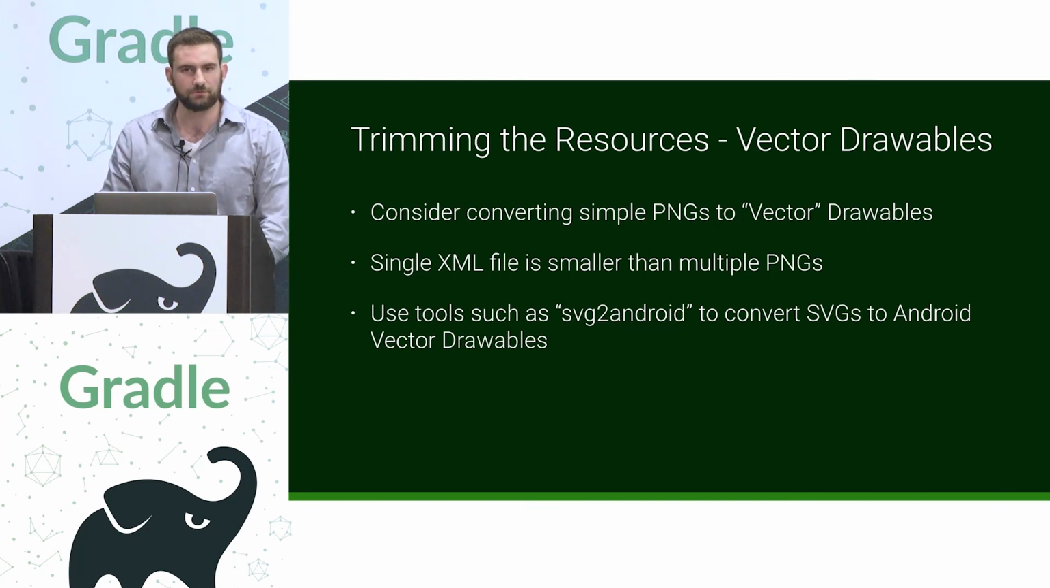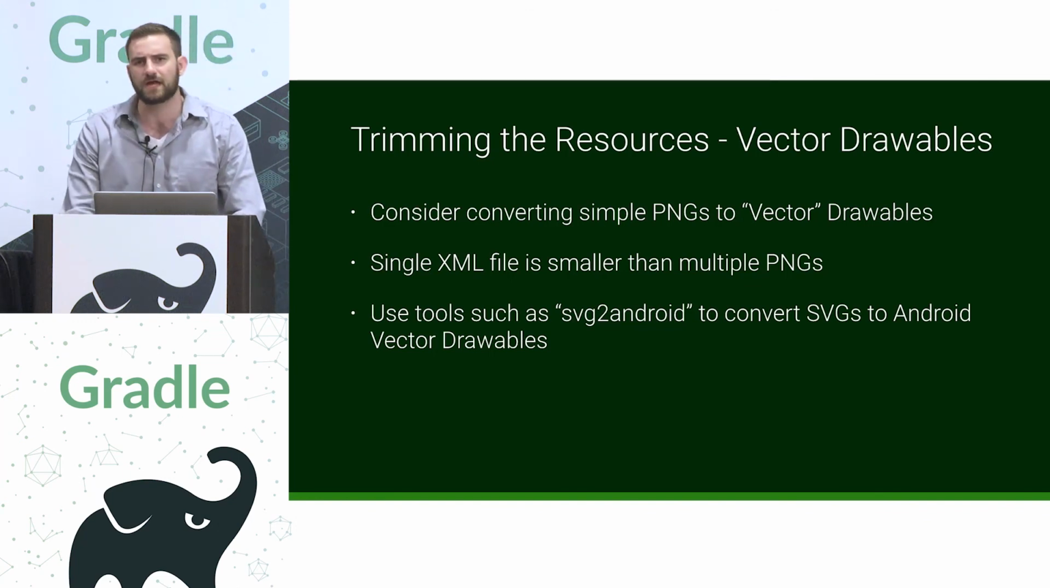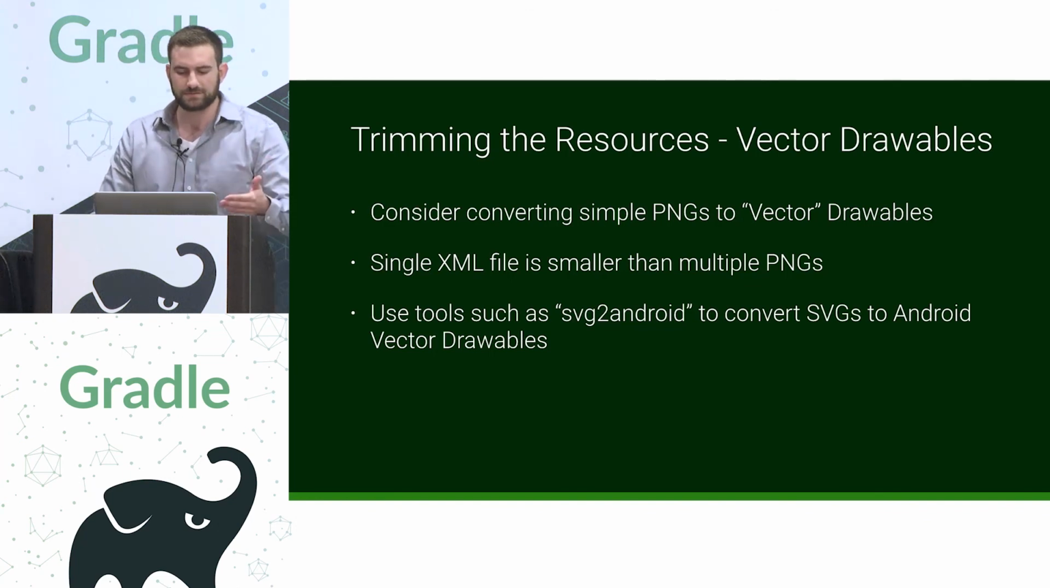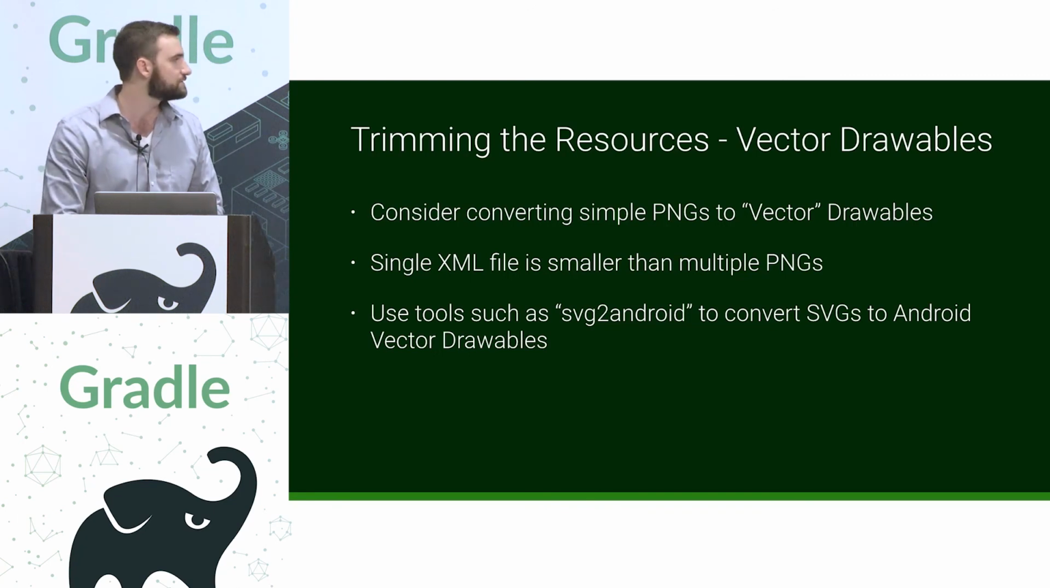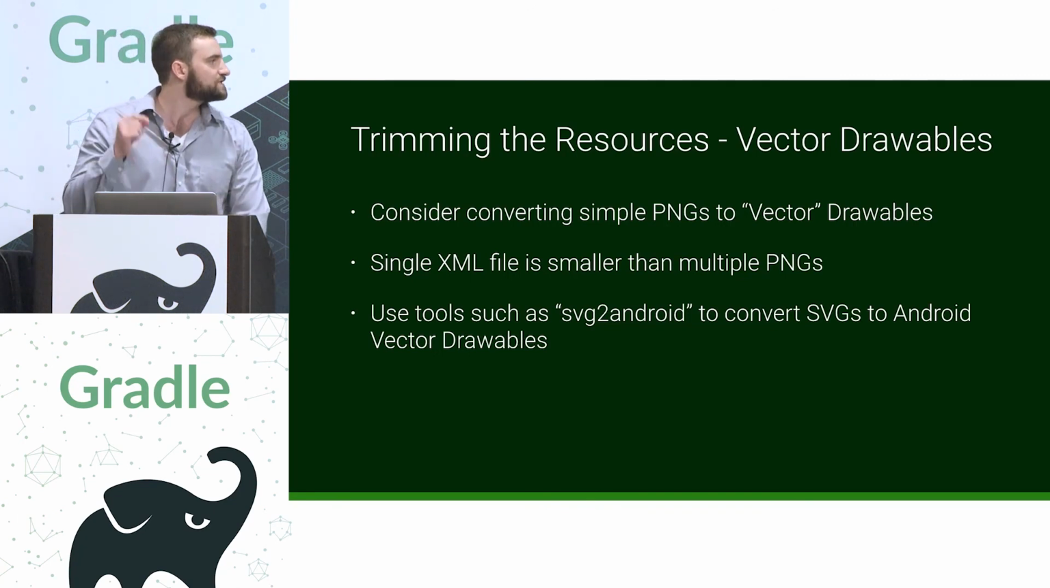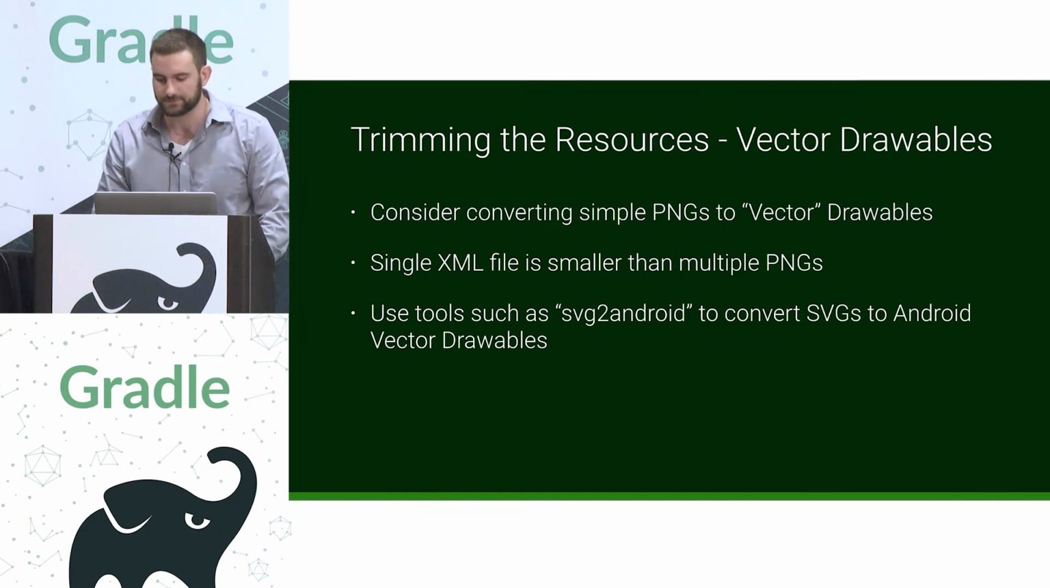So any simple PNG, such as a menu icon, can be easily converted through the IDE. And we work very closely with our designers. They use a tool I believe called Sketch to export an actual SVG that's pretty simple. And then we, as Android developers, use SVG to Android or other such tools to help us convert simple SVGs to Android vector drawables.